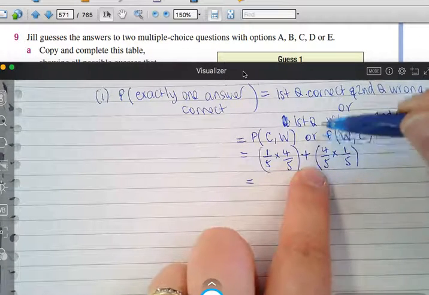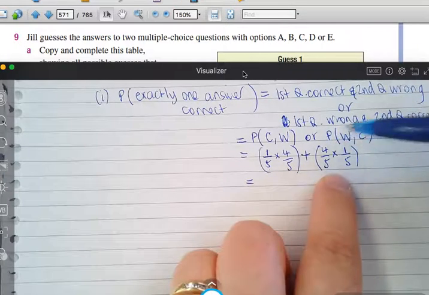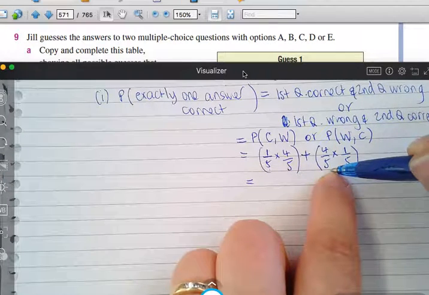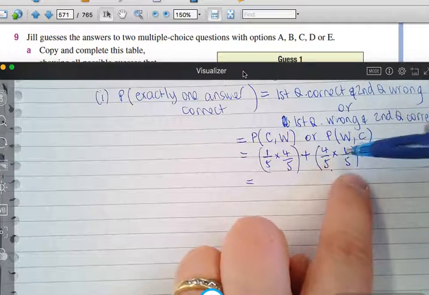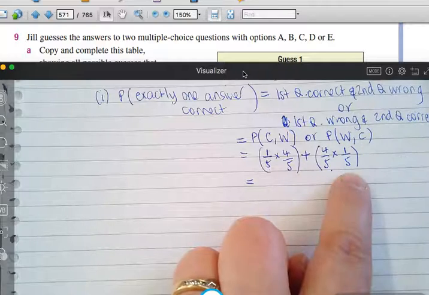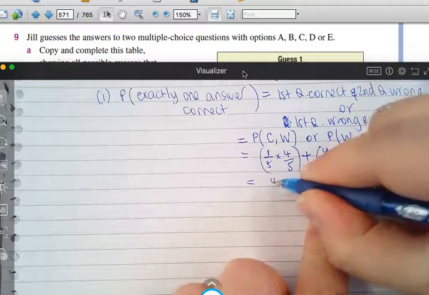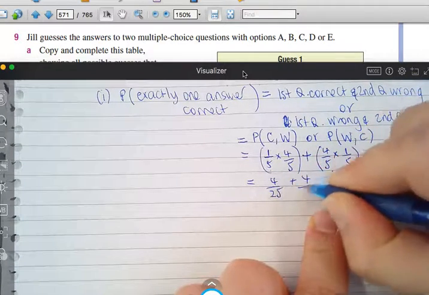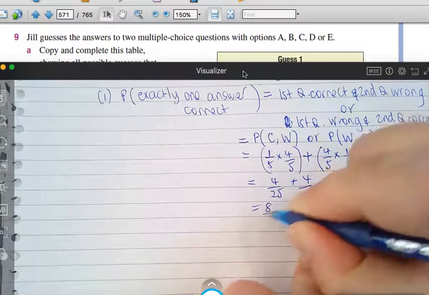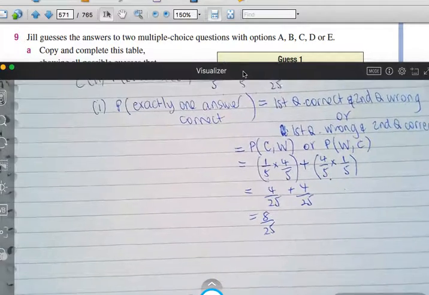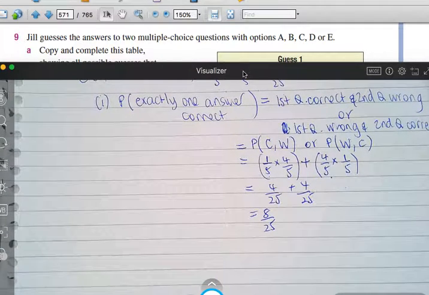Plus means or. You get the first one wrong, that's 4 chances out of 5 that you'll get it wrong, times the second question to get it right, there's only one right answer out of the 5. So that's 4 out of 25 plus 4 out of 25, which is 8 out of 25. Now we're going to learn how to do this on a tree diagram. It's just too hard to do it this way, and it's too hard to do it from the table like they wanted you to. So that's why we're going to move on to tree diagrams next lesson.